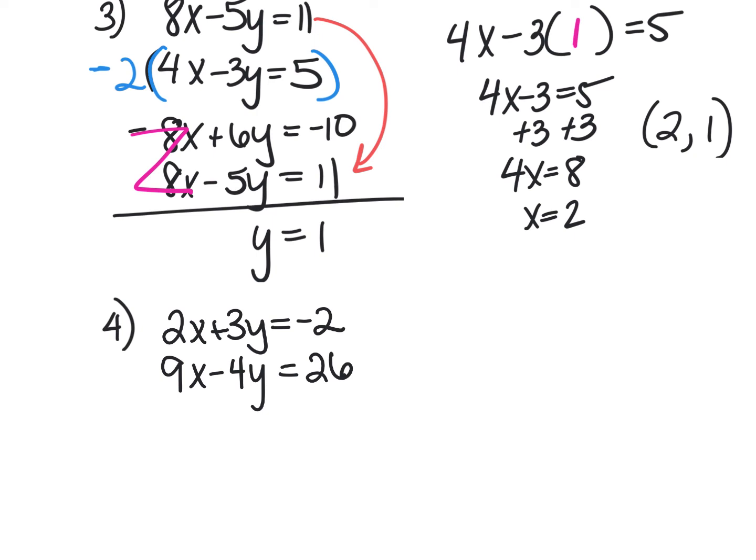Okay, 18? All right. Let's use it. Let's multiply the top equation by what so that I get 18x? 9. So I have 18x plus 27y equals negative 18.